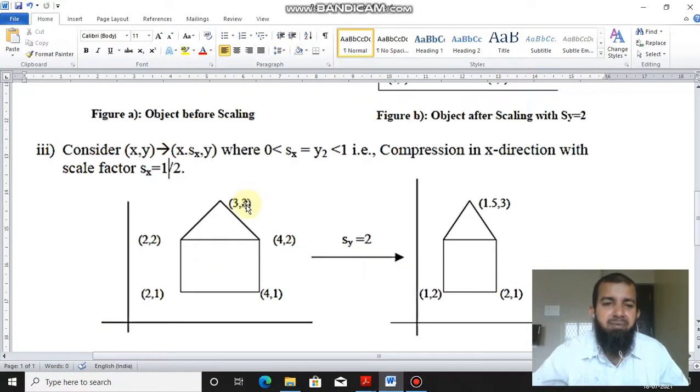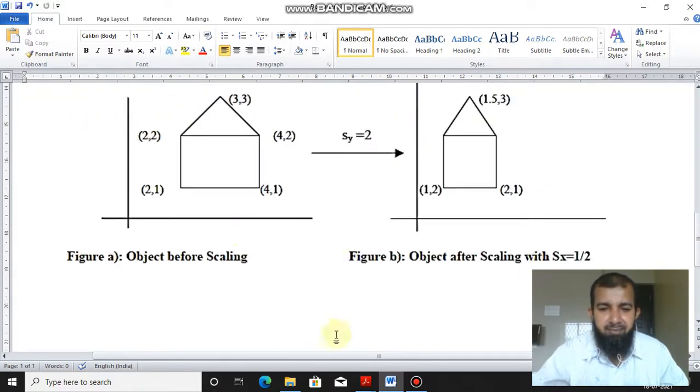Similarly, if sy is equal to half, then the y value becomes half. 3 becomes 1.5, 2 becomes 1, like this, 1 becomes 0.5. If you give both sx equal to half and sy equal to half, then both in the x direction and y direction both get decreased. Clear, no?